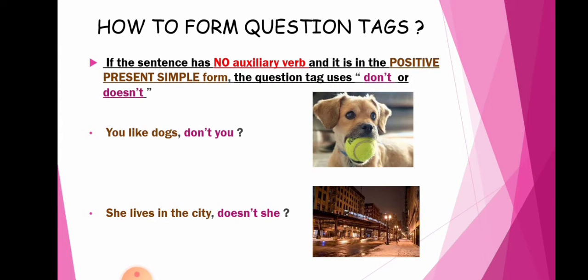If the sentence has no auxiliary verb and it is in the positive present simple form, the question tag uses don't or doesn't. For example, you like dogs, don't you? The sentence you like dogs is in the positive present simple form, so the question tag should be negative. It becomes don't you? We use don't because the subject pronoun is you. Another example, she lives in the city, doesn't she? So we use doesn't in the question tag because the subject pronoun is she.